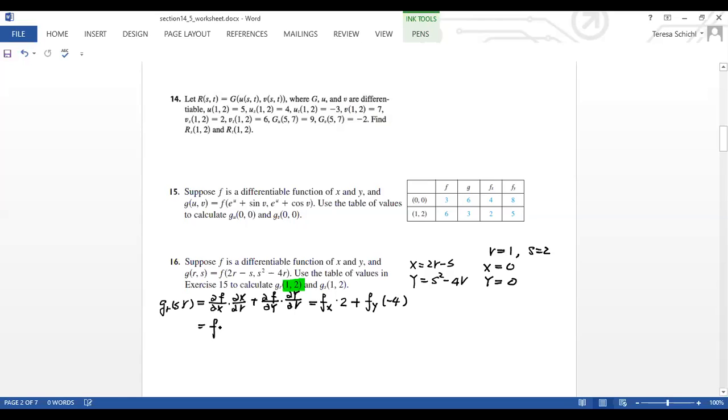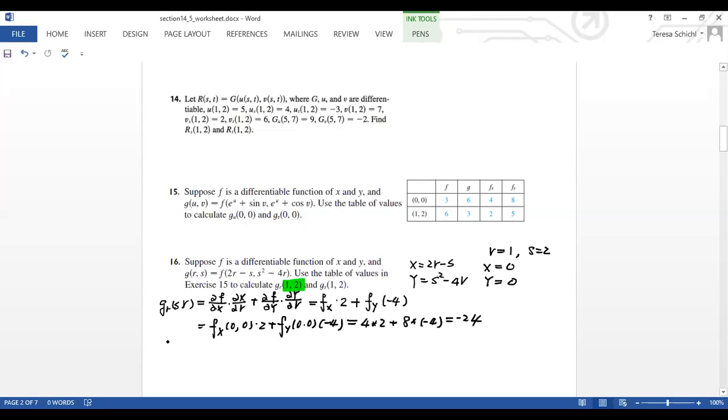So we're looking for the partial derivative of f with respect to x at (0, 0) times 2, plus the partial with respect to y at (0, 0) times -4. Now I look in the table: f_x(0, 0) is 4, so it's 4 times 2, and f_y is 8, so 8 times -4. So we end up with -24.